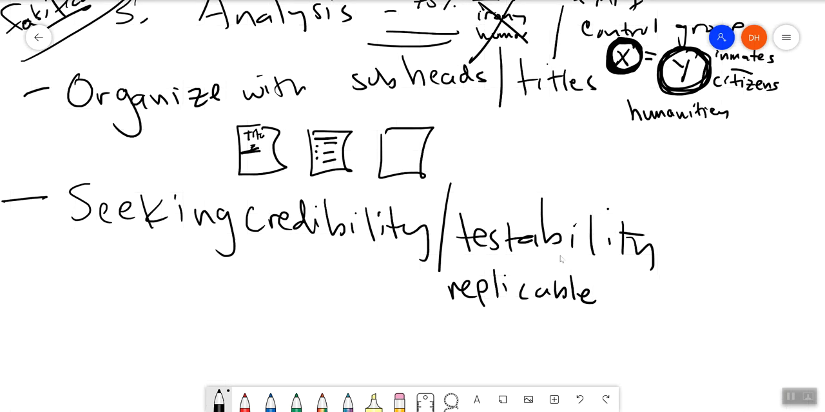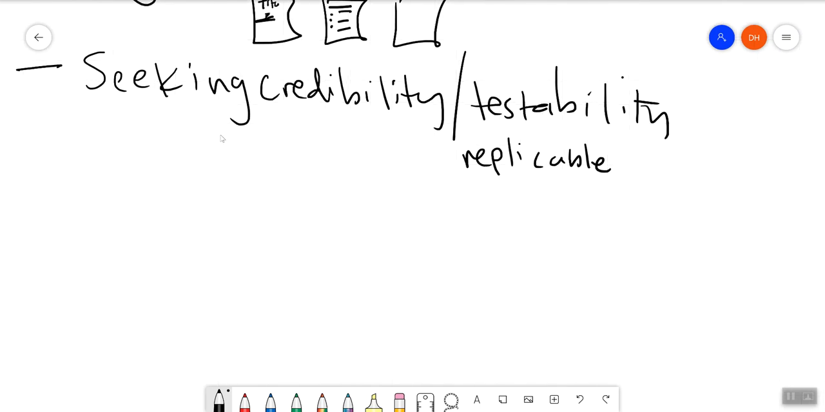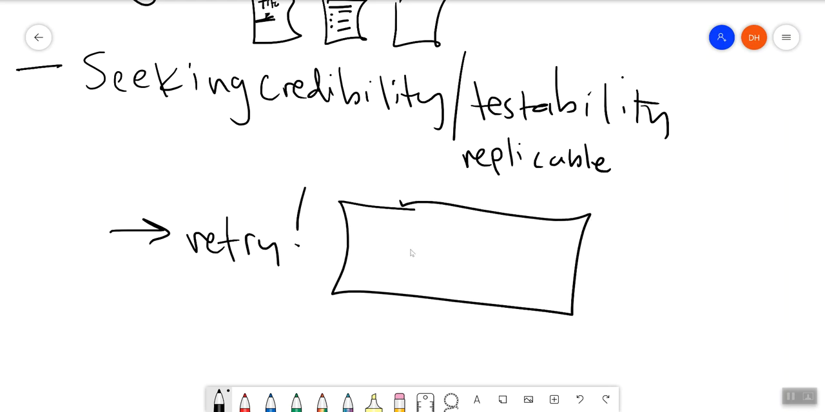This is about you seeking credibility and the replicability and testability of your research, okay? So like I said, very few people are going to read a scientific paper and say, I'm going to retry that. I am going to take their methods and do the exact same experiment and see if it works. That's super rare. That's almost never going to happen.